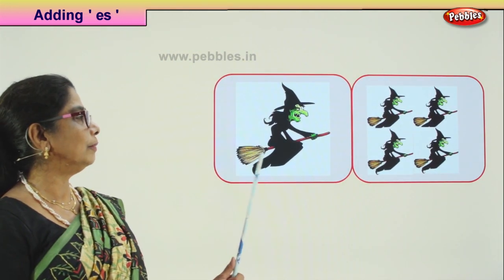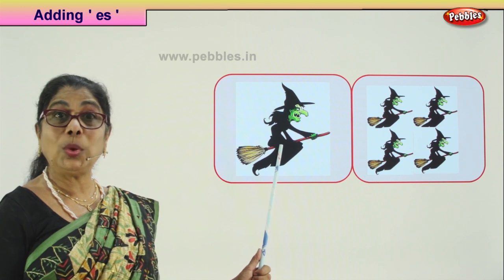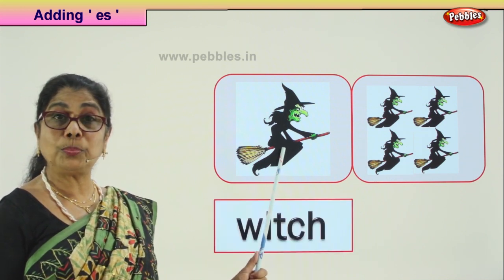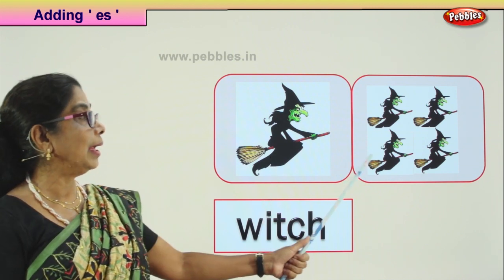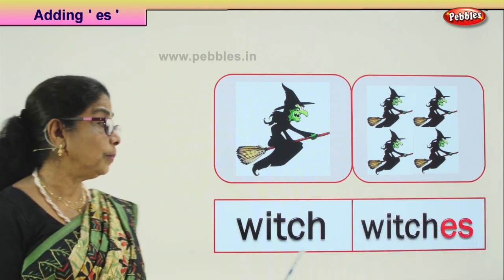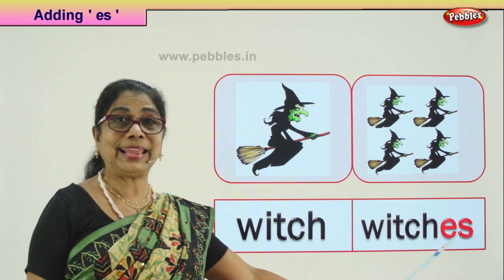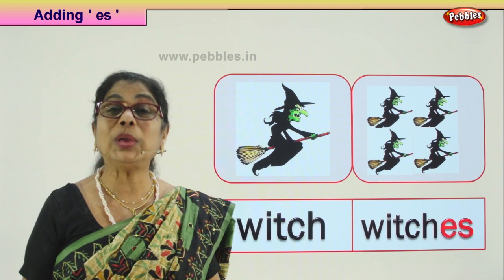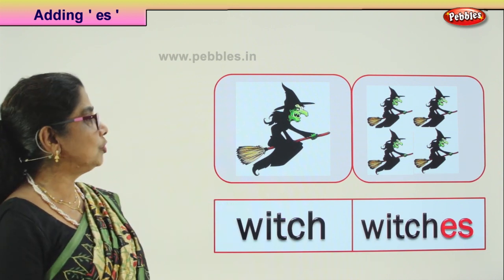Look what we have. You find it in the storybook. Witch. Yes, one witch flying on a broom. One witch. And four witches. To form the plural, we add es to the singular noun. One witch, four witches. Good. Shall we look at another picture?